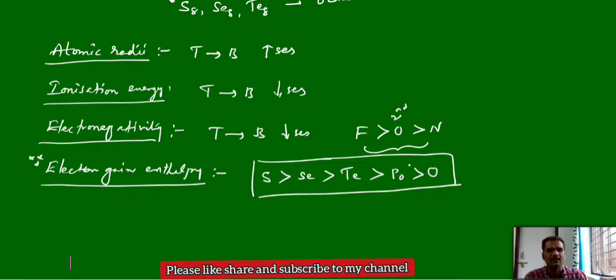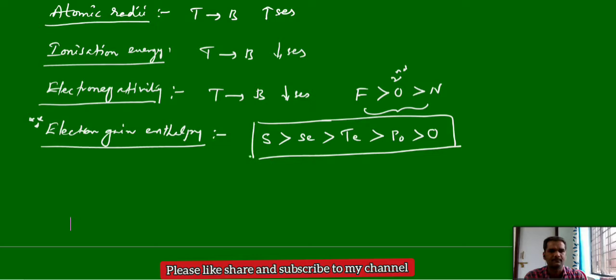Generally, in the periodic table, second period elements have less electron gain enthalpy compared to the next higher period elements. Generally, electron gain enthalpy decreases from top to bottom, so the second period element should have more electron gain enthalpy than the third period. Sulfur is a third period element and oxygen is a second period element, so oxygen should have more. But in this case, it is an exception. Always, third period elements have more electron gain enthalpy than second period elements.